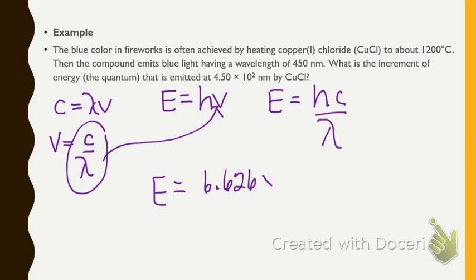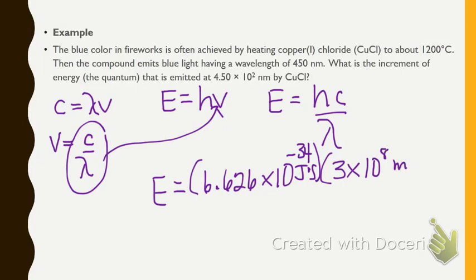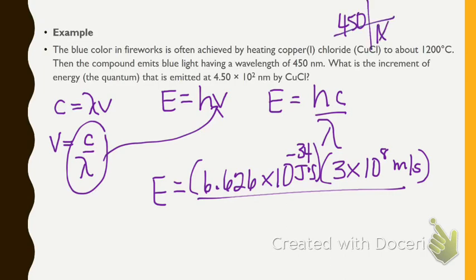6.626 times 10 to the negative 34 joule seconds, times the speed of light, 3 times 10 to the 8th meters per second, divided by 450. I'm going to convert that real quick, from nanometers to meters.